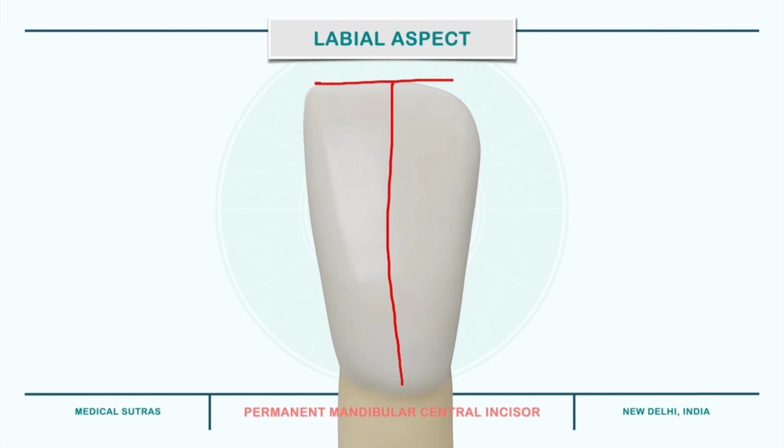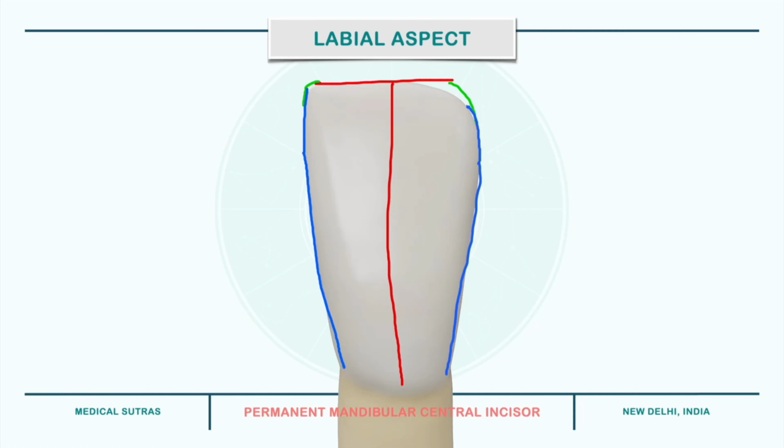The mesio-incisal angle is sharp and less rounded when compared to the disto-incisal angle. The mesial outline moves straight from the mesio-incisal angle to the contact area and then tapers evenly from the contact area towards the narrow cervix.